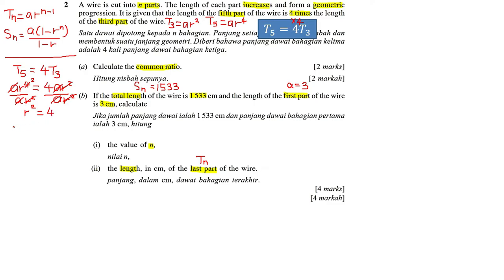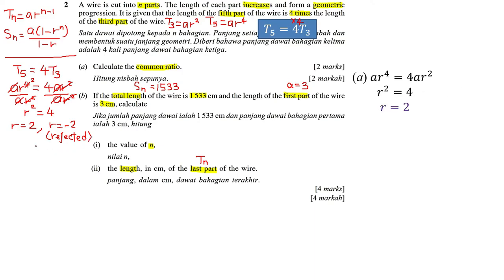So with this, we will have two values of r. One is positive 2, another one is negative 2. Length cannot be negative. So that's why we reject the negative 2 and we accept the positive 2 as our common ratio. So this is how we solve it by using the formula.